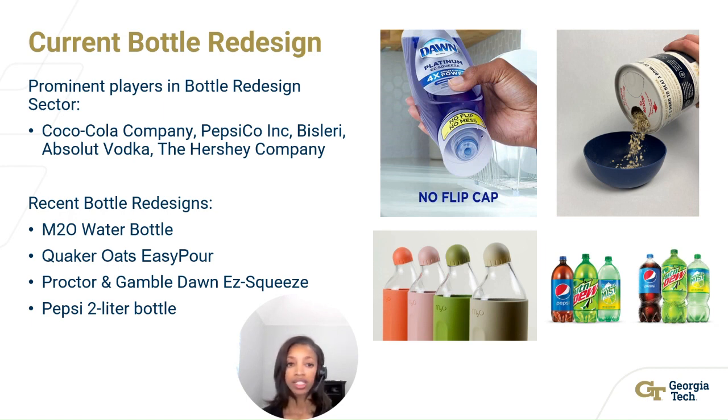Other bottle redesigns, such as the P&G Easy Squeeze and the updated Pepsi 2-liter design, address pain points for consumers by adding features to allow liquid to pour out easier. The Easy Squeeze, which is shown in the top left, is an inverted bottle that features a no flip cap. And the updated Pepsi bottle design shown in the bottom right features an enhanced grip point that is slimmer than the old bottle, and it allows consumers to grip and pour easier, thus making it more manageable.